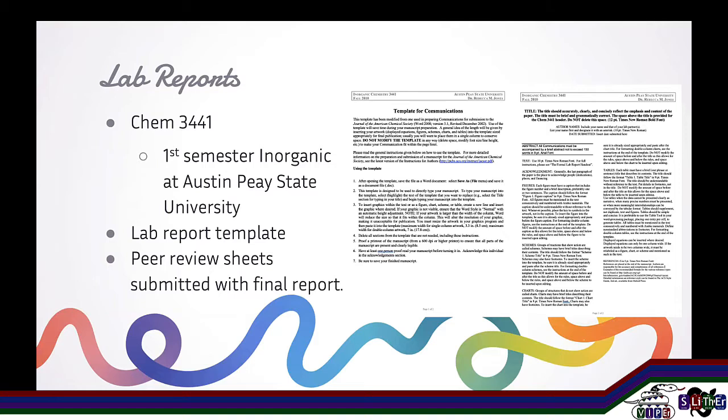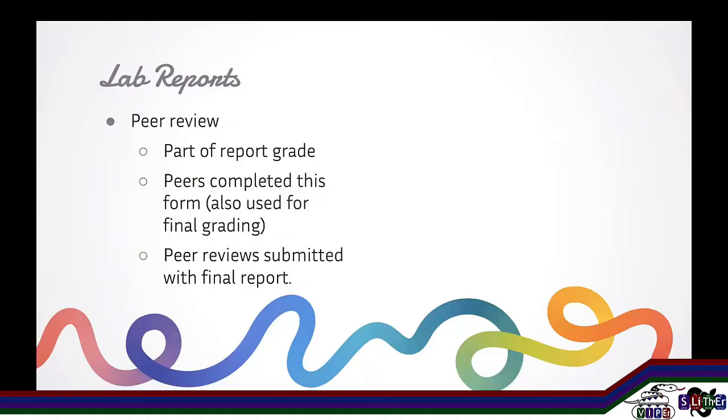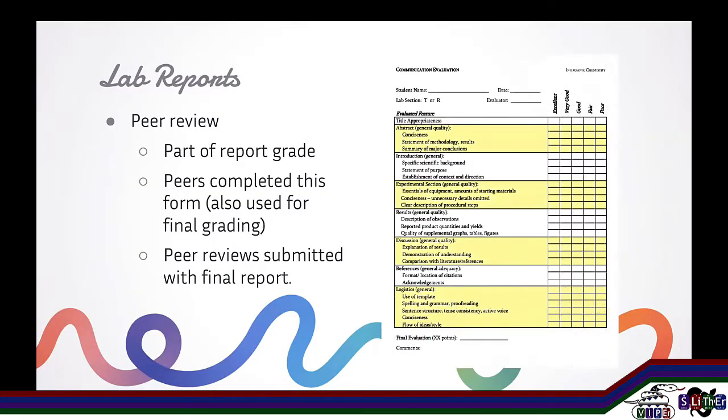So they would write up their lab report in the style of a JACS communication, and then they would submit the report to each other, along with this rubric. They would use this rubric essentially to evaluate one of their peers' reports, and then they would submit both the report to me as well as this peer review. And all that would get turned in. And then I would use the same rubric to actually evaluate the final report. This process was probably less structured than it could have been.